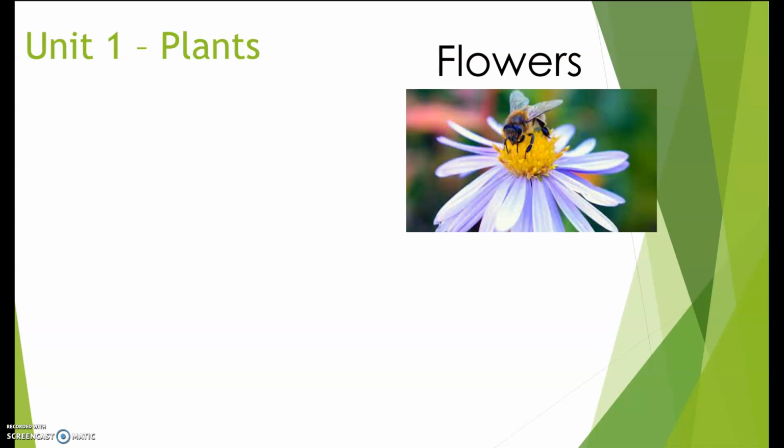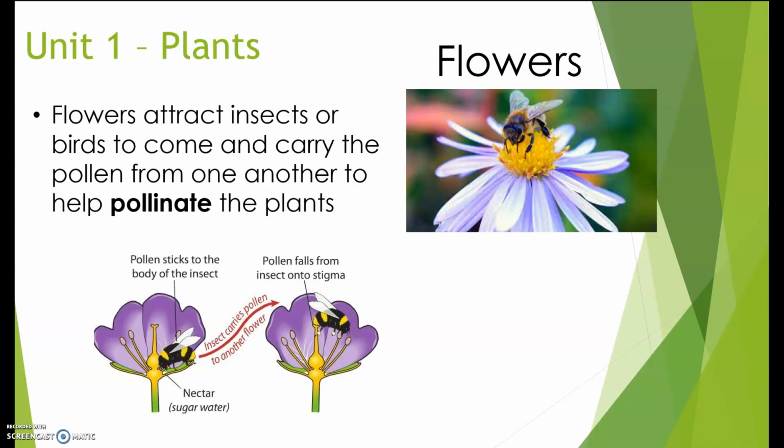Okay, now let's continue our topic on page 5. In your book, open page 6. Page 6. Flowers. Everybody repeat after me. Flowers. Very good. Okay, let's read together. Repeat after me. Flowers attract insects for birds to come and carry the pollen from one another to help pollinate the plants.